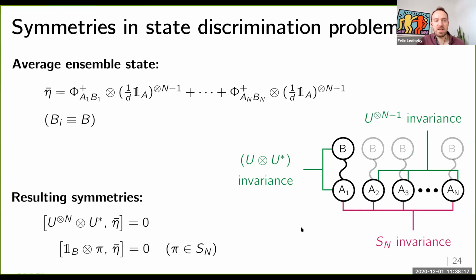So this is the symmetries for the eta I state. Let's look at the average state, eta bar, where we sum all of these eta I states up. This is now good because again we have the unitary invariance in the same way as before.